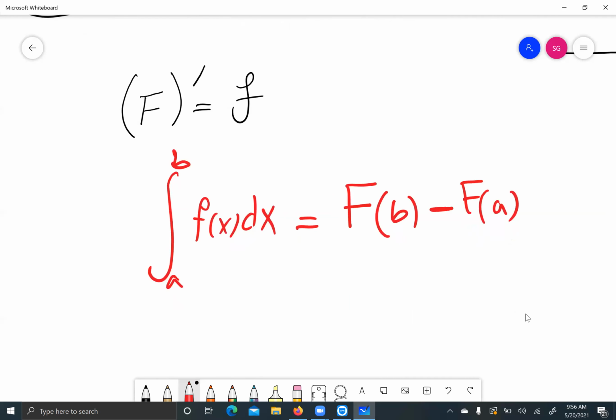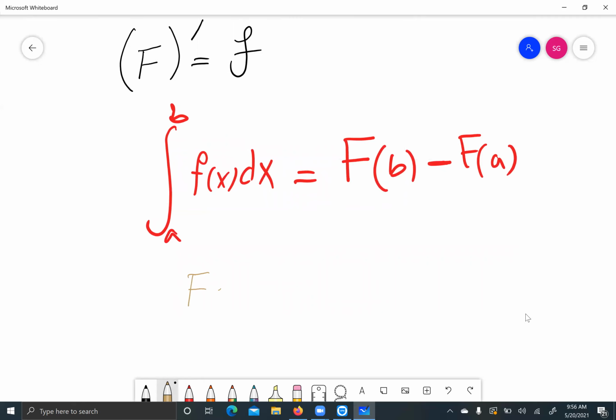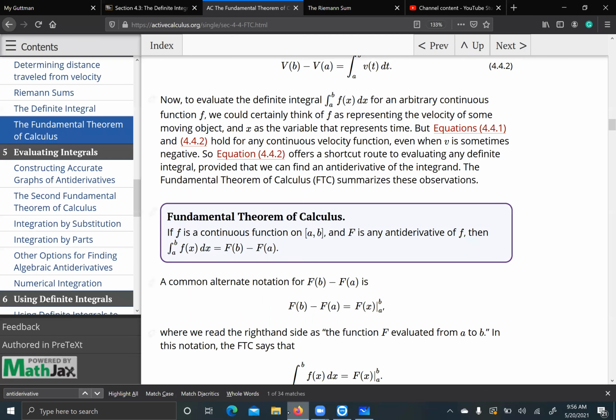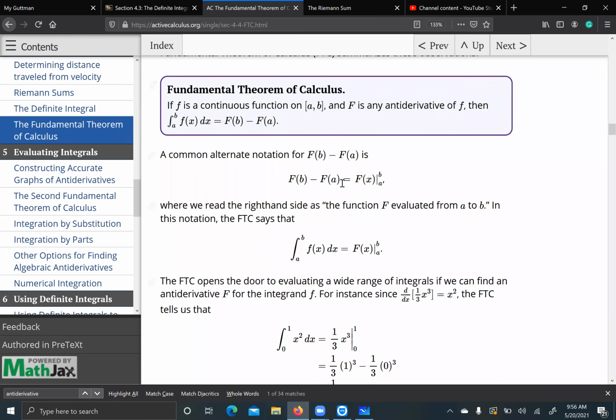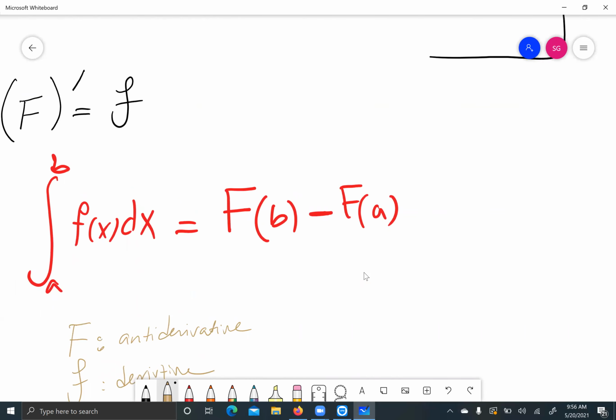Okay, again, what is capital F here? Capital F is the antiderivative. What is small f here? Small f is the derivative. Okay, so let's see a couple of examples. By the way, we use this notation as well. Sometimes you also see this notation that just puts capital F of x, and then puts something like this, b and a, which means substitute b and then subtract substituting a. So same thing as here, just a different notation.